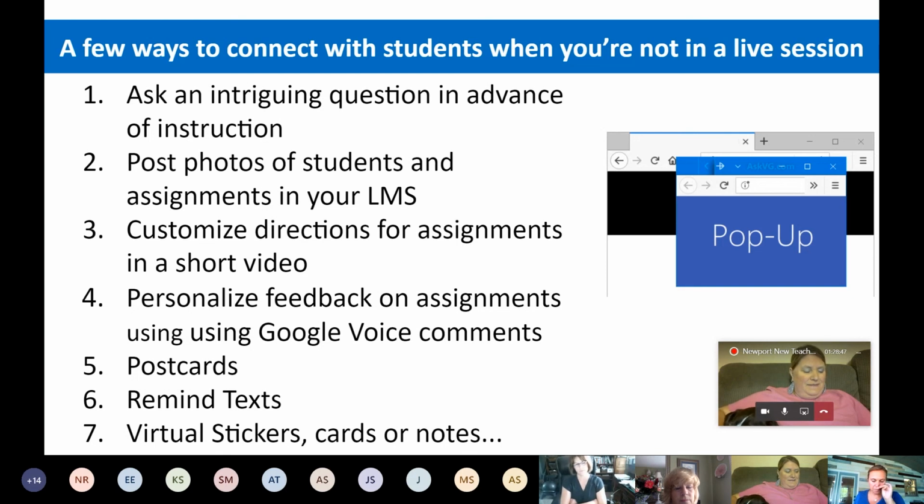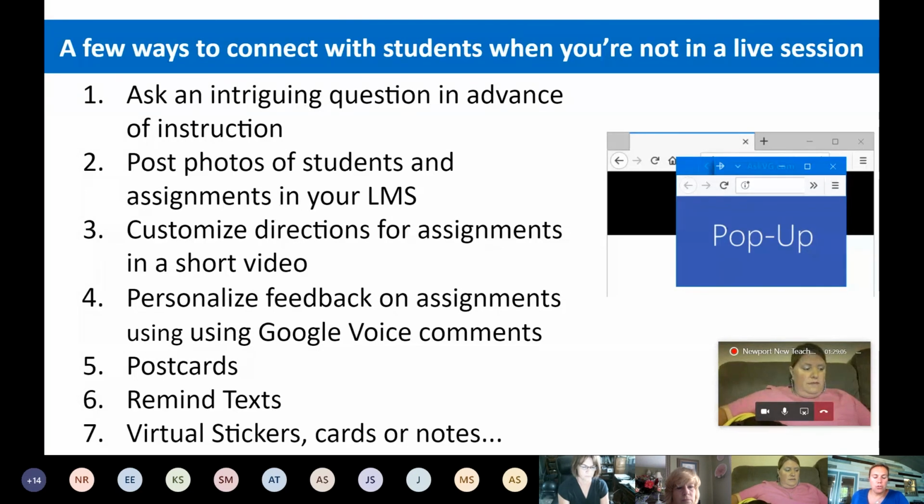So here are some ideas. Ask an intriguing question in advance of instruction, like a way to prime their thinking or launch an activity. And you can send that through text. You could put it on Google Classroom, email, lots of different ways, right?